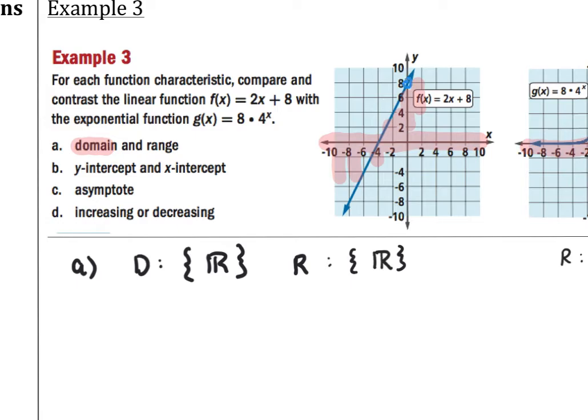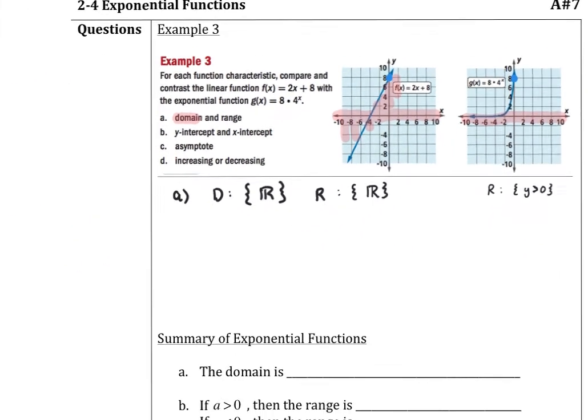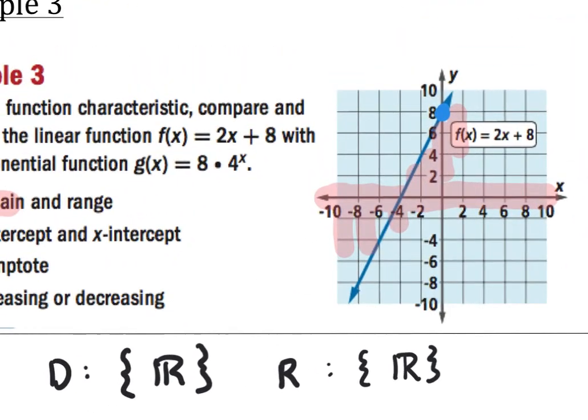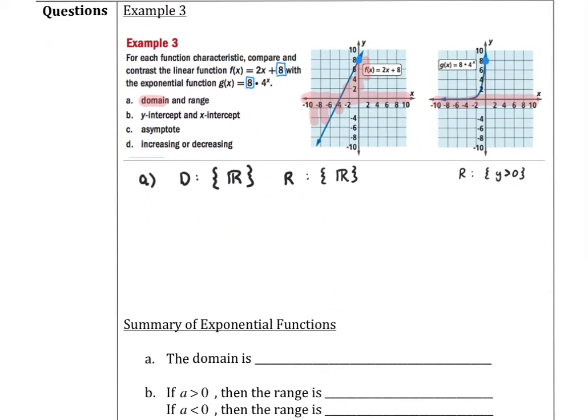The y-intercept right there is 8, and here, also 8. And do notice, we have an 8 right there, and we have an 8 right there, a positive 8. So that's where we can actually find those. So part B, same y-intercept.